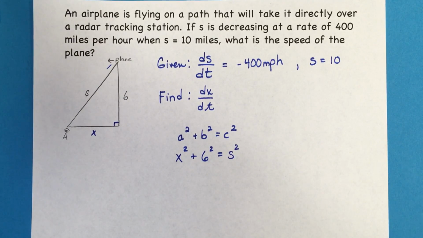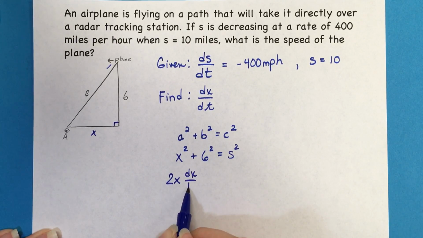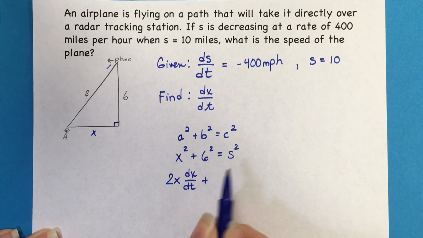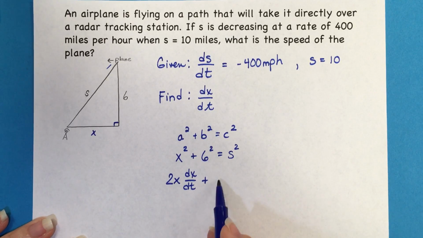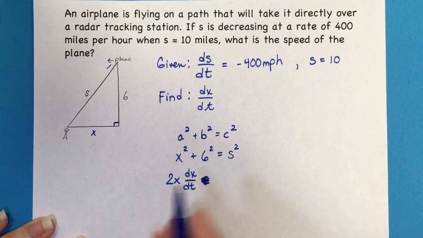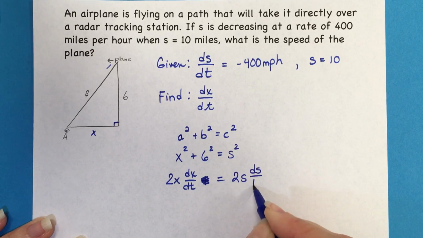Okay, so doing your differentiation with respect to time, this would be 2x dx/dt. Now, of course, this is 36, but the derivative of a constant is just 0. So actually, there's no need to say plus 0. I'll just mark out the plus sign and just go ahead and bring down my equal sign. Power rule here, so this would be 2s ds/dt.